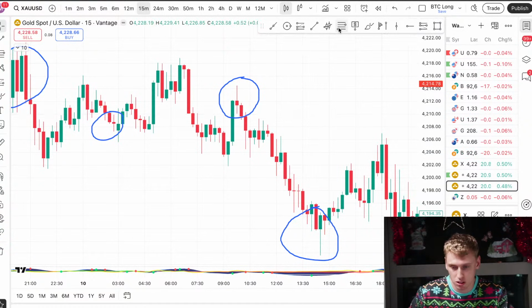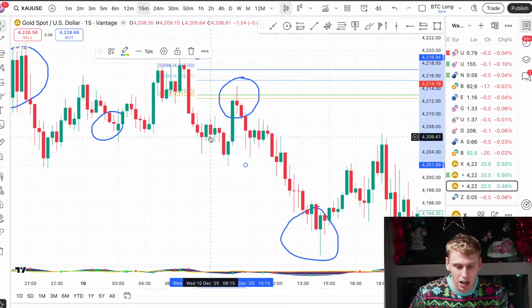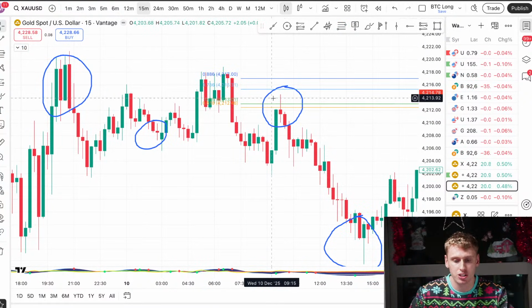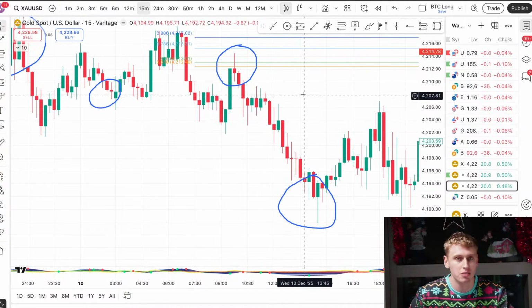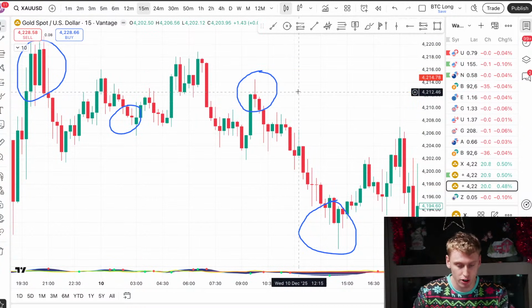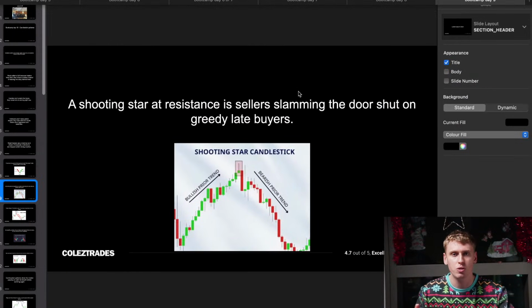If you marked up a golden pocket there, you can see we've got golden pocket plus shooting star, great confirmation for a trade. I don't think it's unreasonable for anyone here to spot that trade. Let me know if that makes sense, and we'll go on to the next pattern.